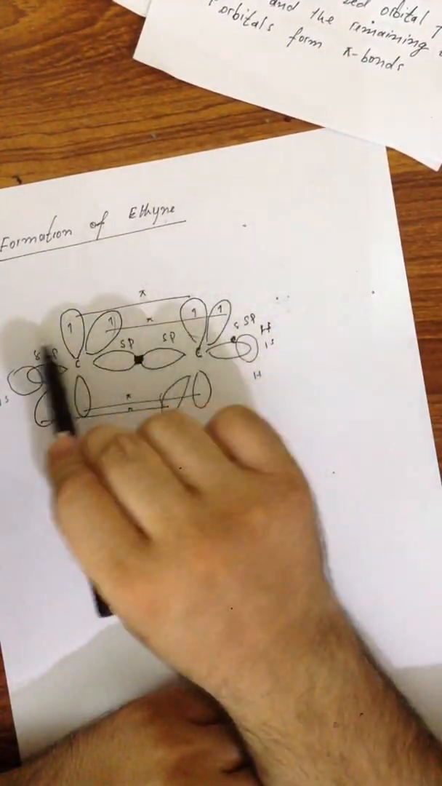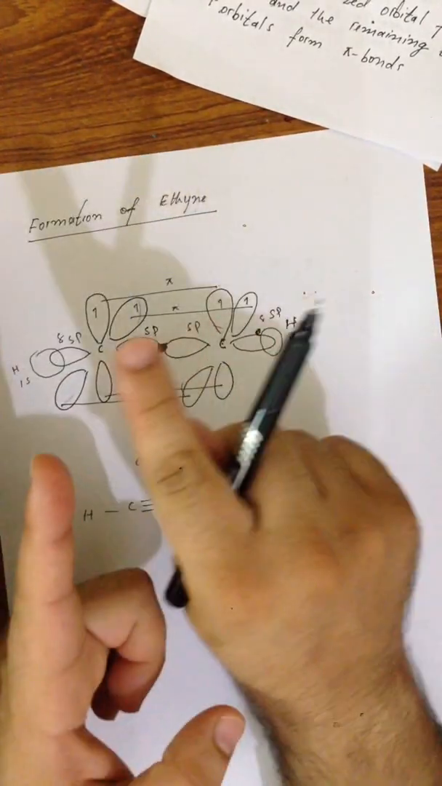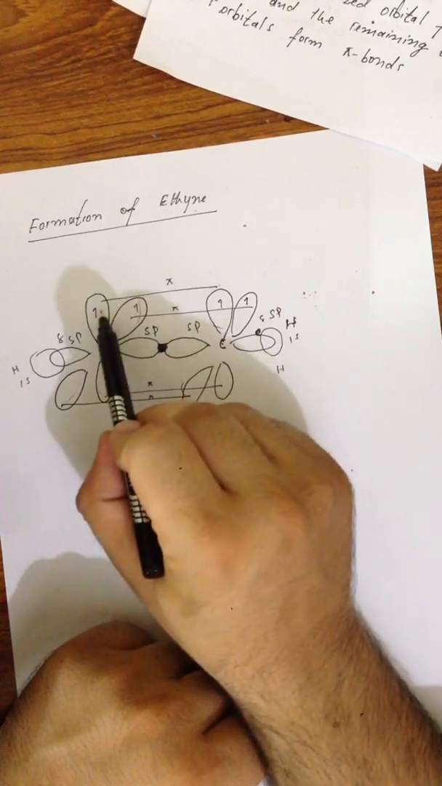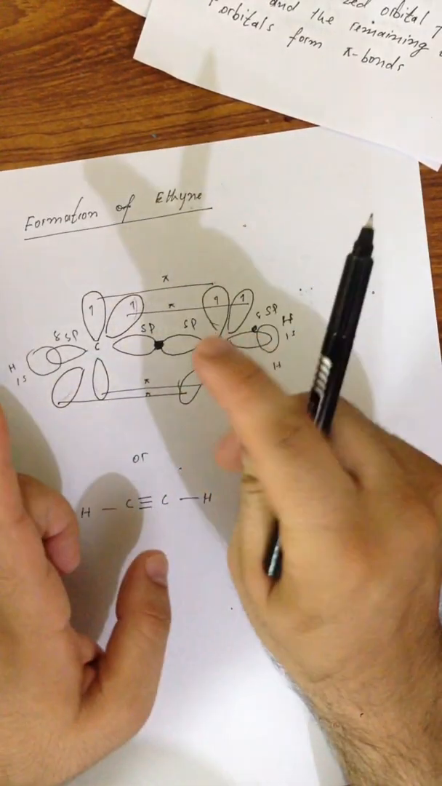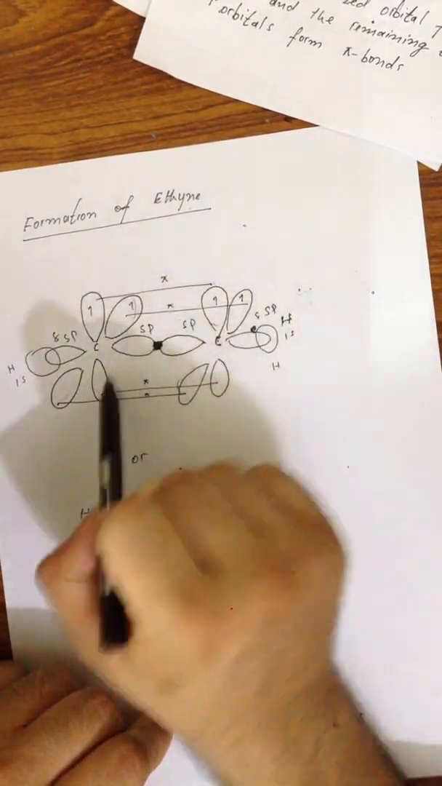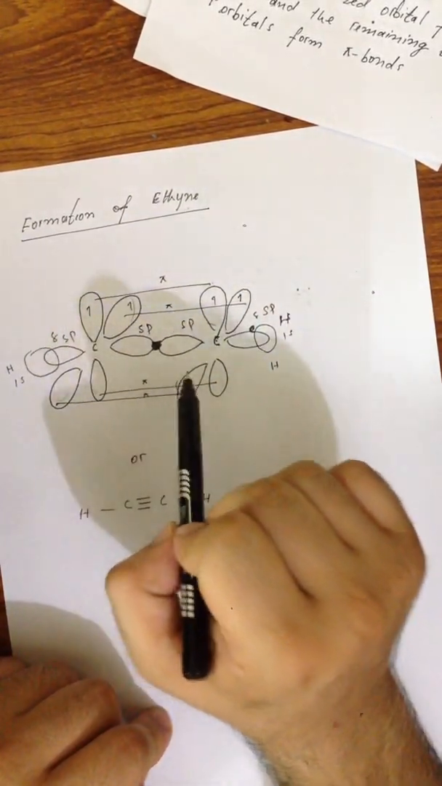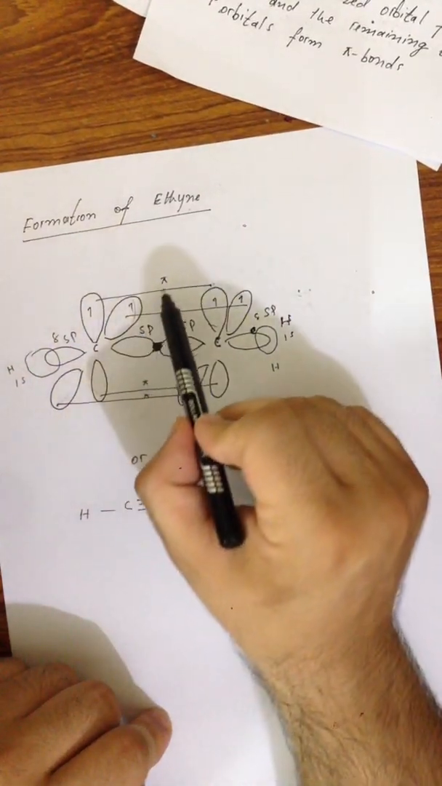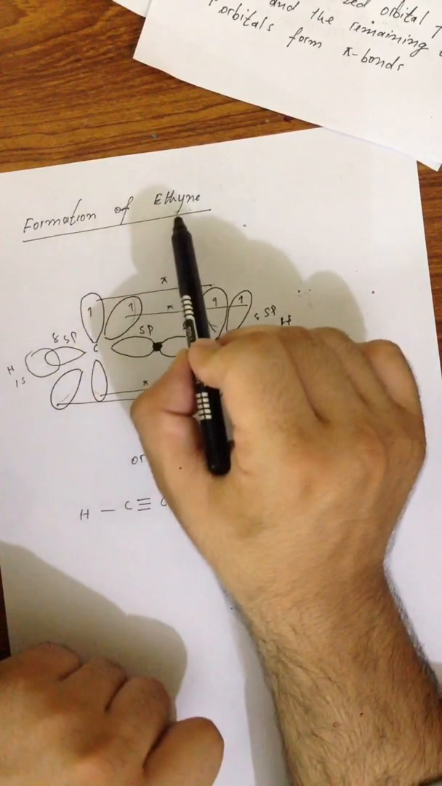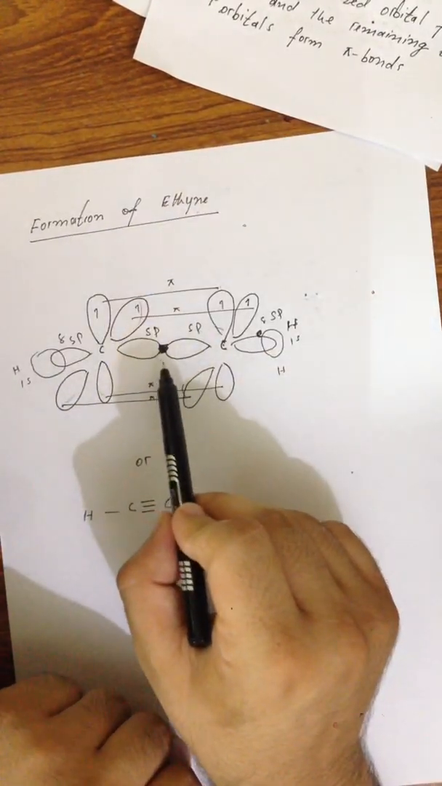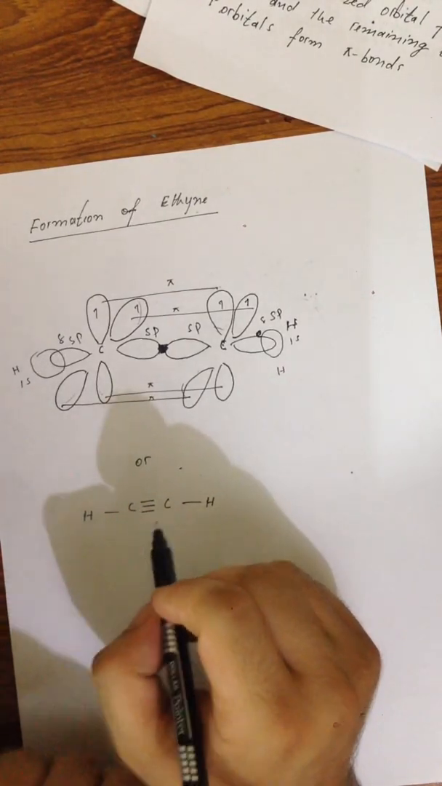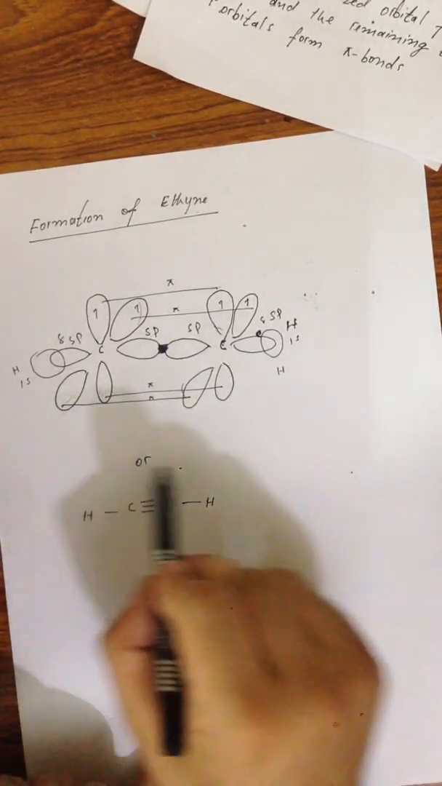The only way for these orbitals to come close and overlap is to have this parallel overlap. As a result of the parallel overlap between the unhybridized orbitals, we have a pi bond. So in the molecule of ethyne, there are two pi bonds and one sigma bond. It can also be shown like this.